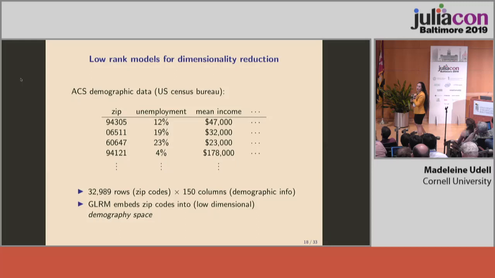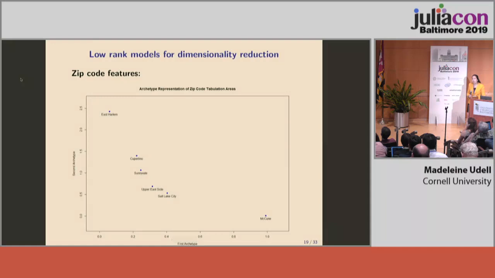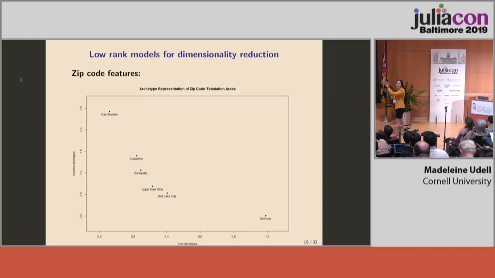If I do this with a rank 2 model, then the resulting data vectors that I get for every row, so for every zip code, are two-dimensional, and that means I can plot them. I plotted just a couple, so it doesn't get too complicated. You can see, for example, Cupertino and Sunnyvale, which are two cities in Silicon Valley, are pretty close to each other. You should think about this as demographic space. These are the coordinates that best predict all this stuff from the census. It's a kind of abstract notion, but Cupertino and Sunnyvale are pretty similar.